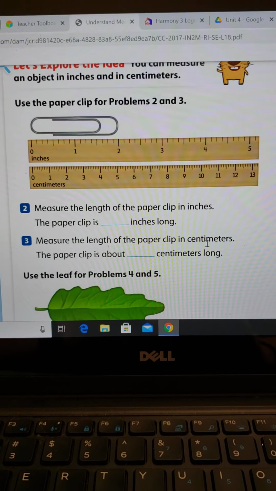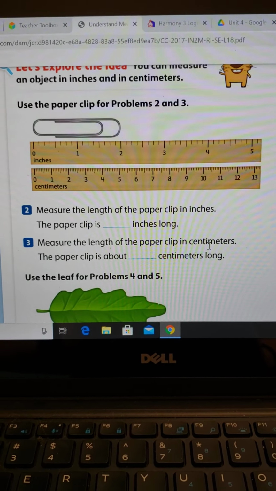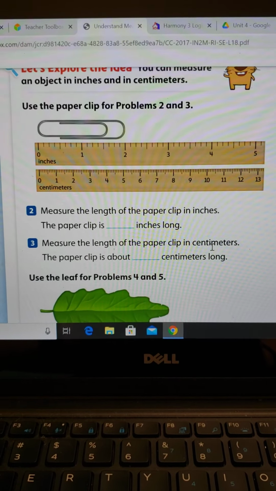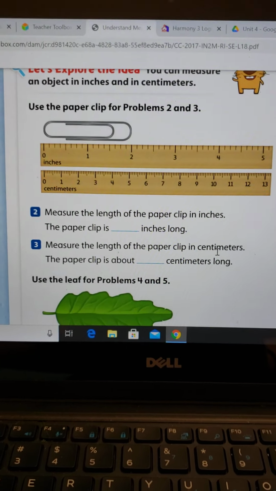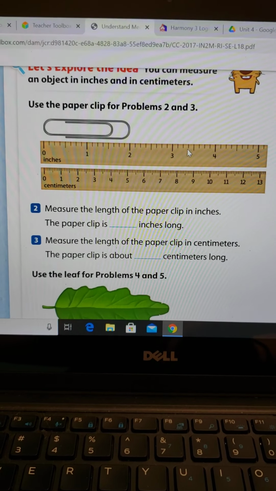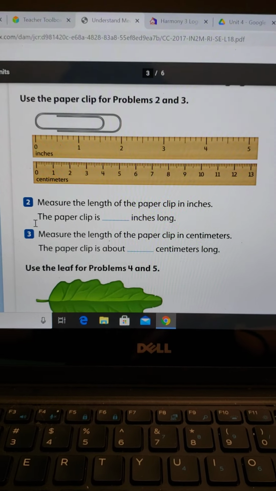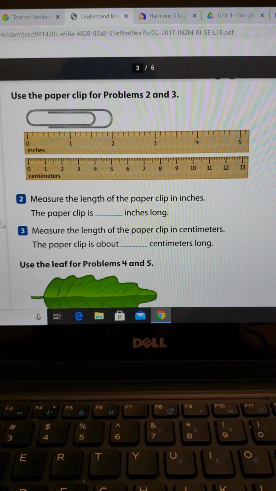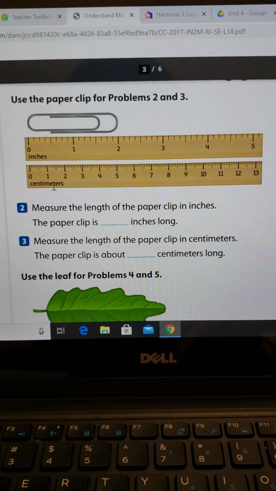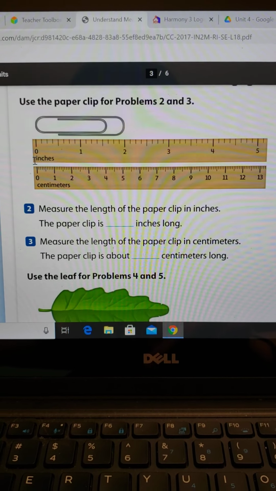Now, this next one is really important that you pay attention to, because it can be a tiny bit tricky since we're going to have to do a little bit of estimation. It might not be exact, which we'll talk more about next week when we go back to school. But first, we're going to see how long it is in centimeters, and that's this ruler right underneath the inches ruler. So it still lines up with my 0.